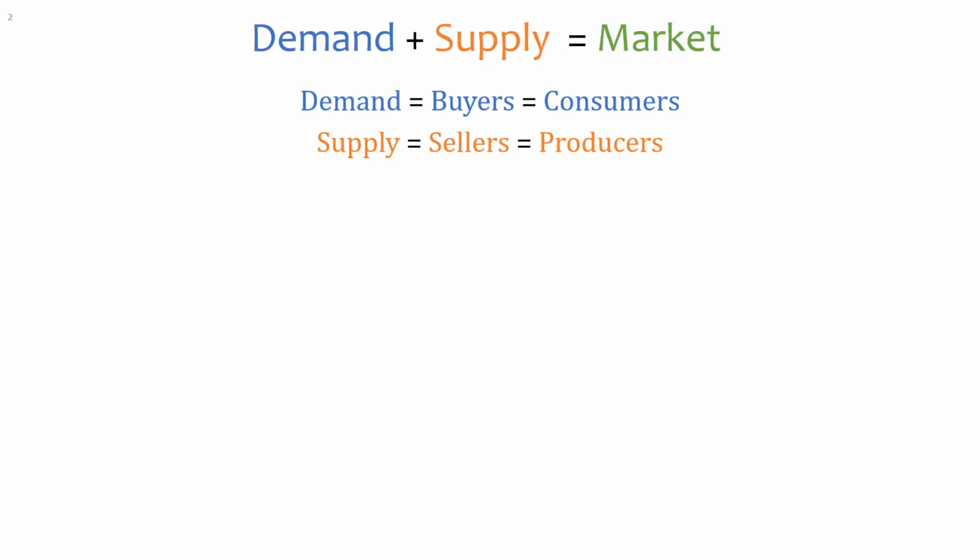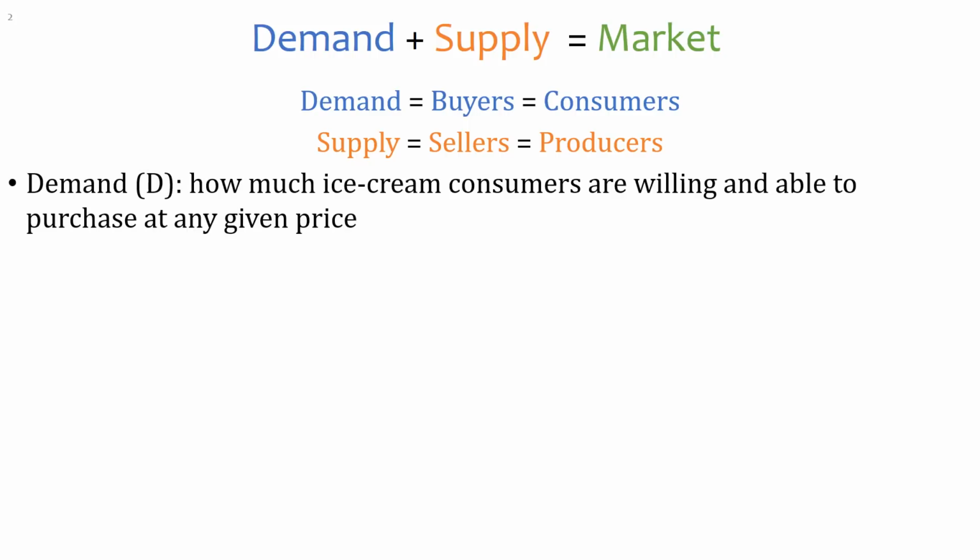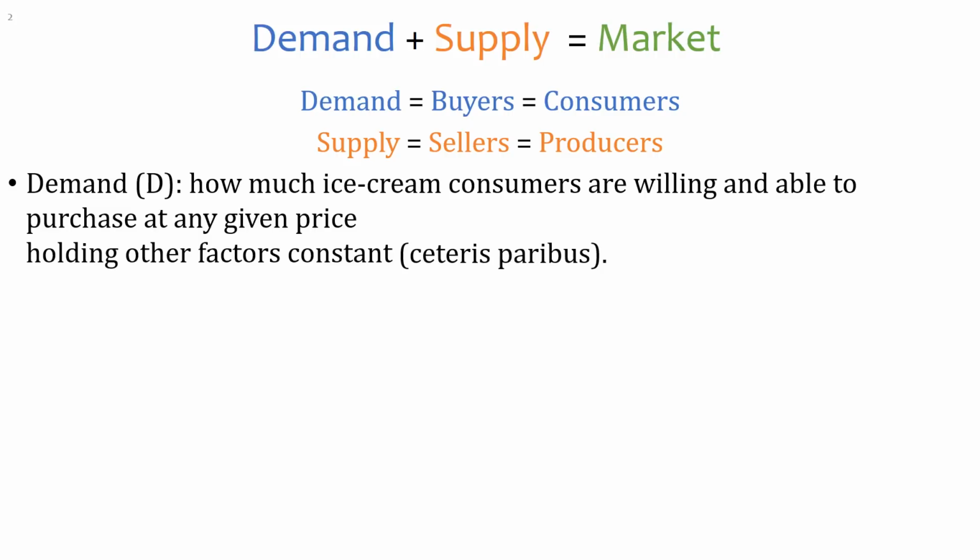You're going to hear this word market a lot. Whenever we talk about market, it simply means the interaction of buyers and sellers. It means demand and supply put together. That's the idea of a market. So what is demand? It's how much ice cream or any other good or service consumers are willing and able to purchase at any given price, holding other factors constant. There is a Latin term for that assumption that other things being constant: ceteris paribus. Assuming that nothing else changes, we only focus on the relationship between price and quantity.